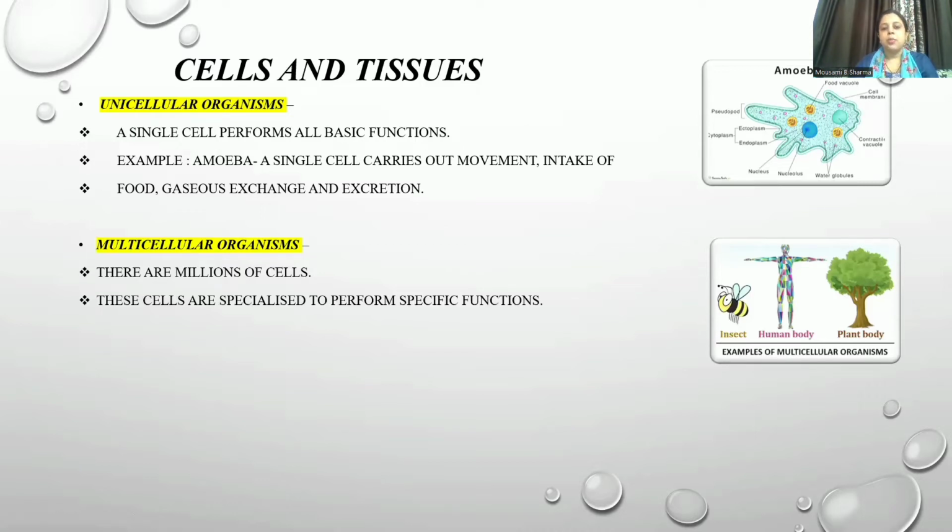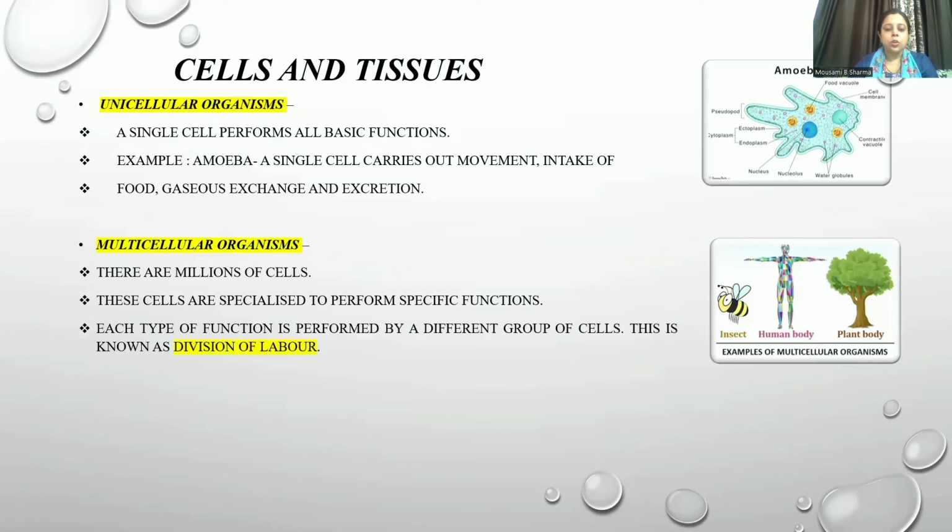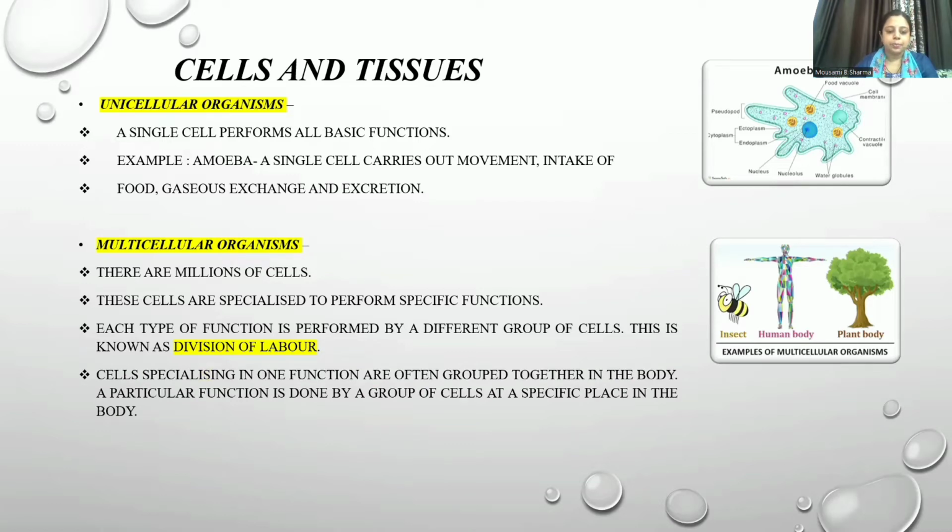In this type of organism, different cells have to do different activities. That means one cell need not do all the activities. So there are groups of cells which perform a specific activity. This phenomenon is known as division of labor. So what is division of labor? When the activities are performed by different groups of cells, this is known as division of labor. So this is available only and only in multicellular organisms.